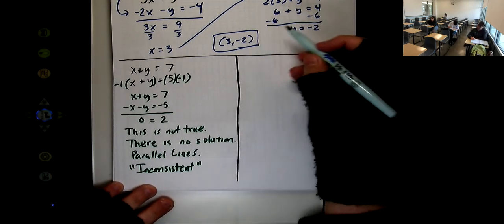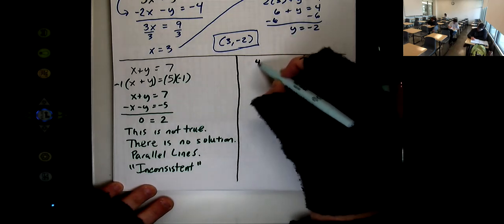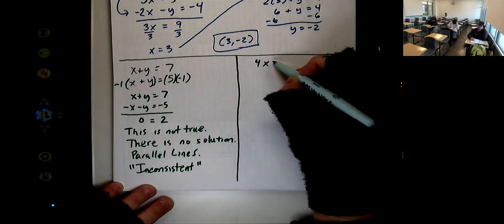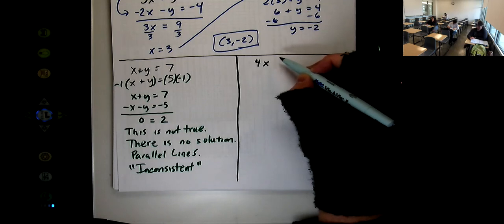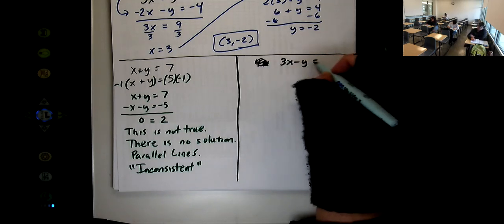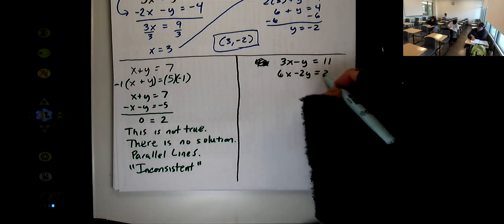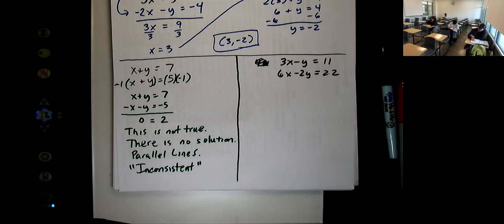The other one we'll do a little bit quickly is... Nope, where am I going? Let's try that again. 3x minus y equals 11, and 6x minus 2y equals 22.